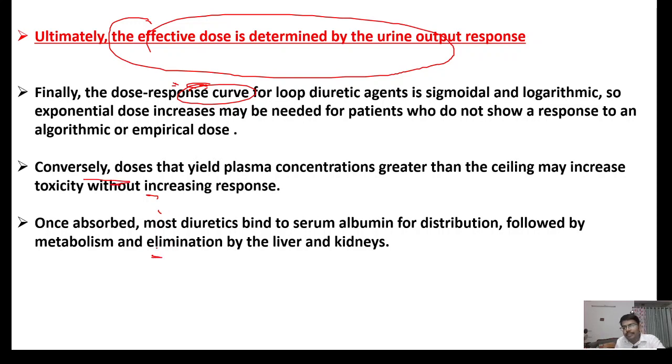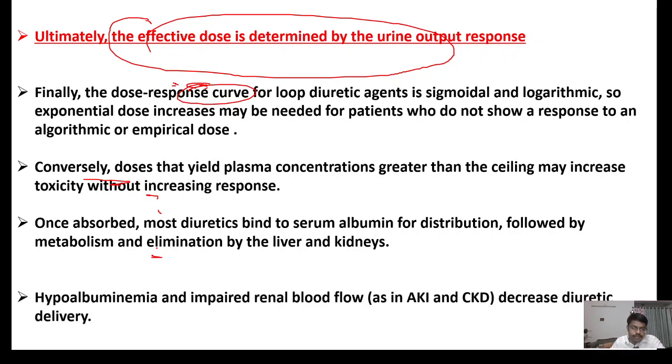Mostly the diuretic binds to albumin and gets metabolized and eliminated by the liver or the kidney. Another point to take into consideration is the patient's serum albumin level. If the patient's serum albumin is low, the dose required might be a little higher. You have to see why the albumin is low and take steps to improve the serum albumin.